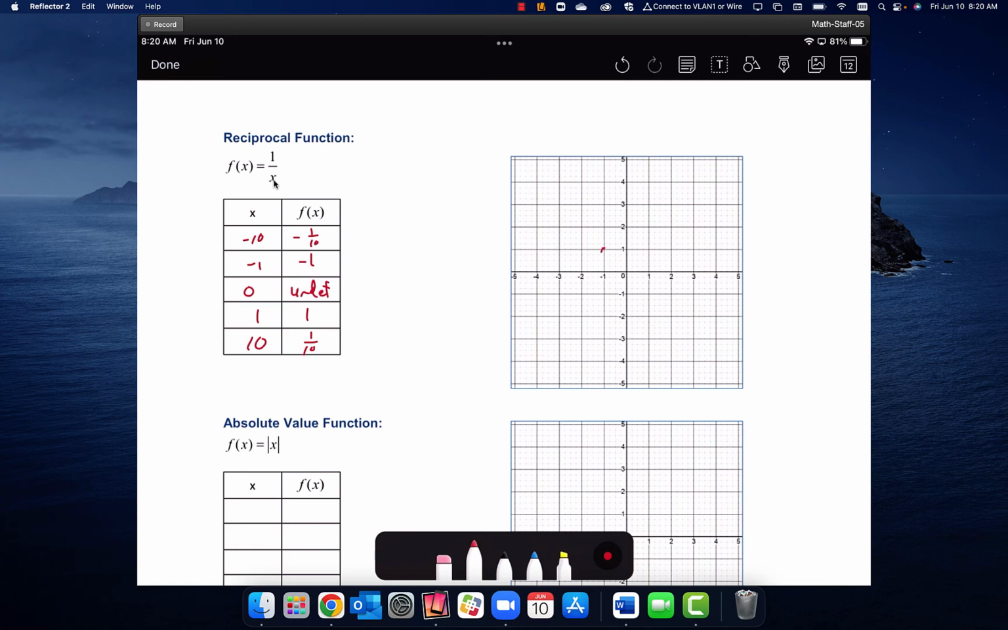So we have these points that we know are there. -1, -1, and 1, 1 is there. And we're basically going to get a shape like this. It's not going to touch the x or y axis. It'll get really close to the x and y axis, but never actually touch it. This is our reciprocal function.